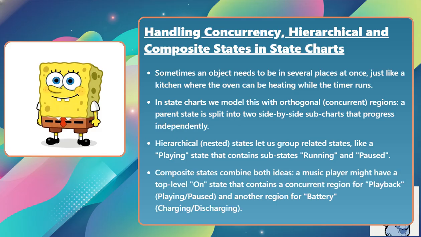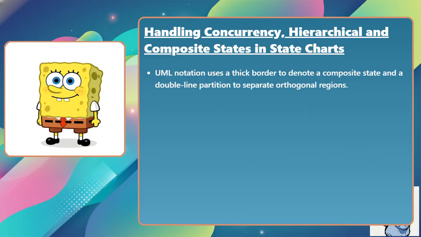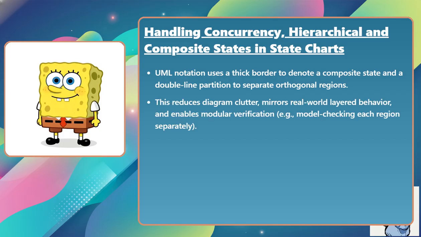A music player might have a top-level on state that contains a concurrent region for playback, playing or paused, and another region for battery, charging or discharging. UML notation uses a thick border to denote a composite state and a double-line partition to separate orthogonal regions. This reduces diagram clutter, mirrors real-world layered behavior, and enables modular verification. For example, model checking each region separately.